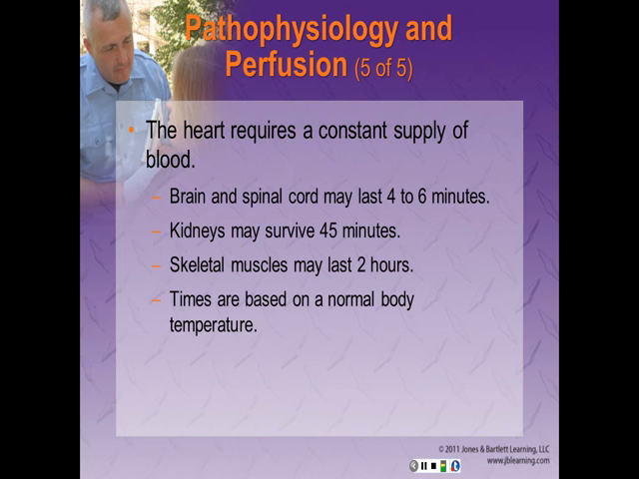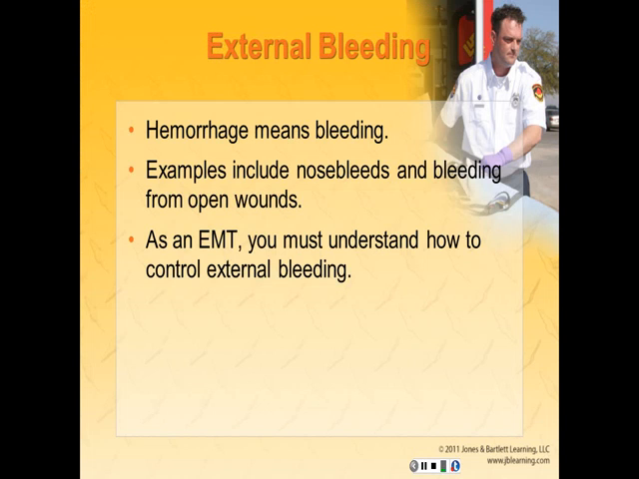The heart requires a constant blood supply. The brain and spinal cord may last about 4 to 6 minutes without perfusion. The kidneys may survive for 45 minutes. Skeletal muscles may last up to 2 hours. The GI tract can tolerate slightly longer periods of inadequate perfusion. However, these times are based on a normal body temperature, and colder temperatures will lengthen survival times.